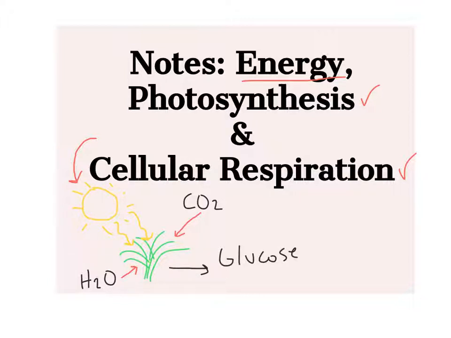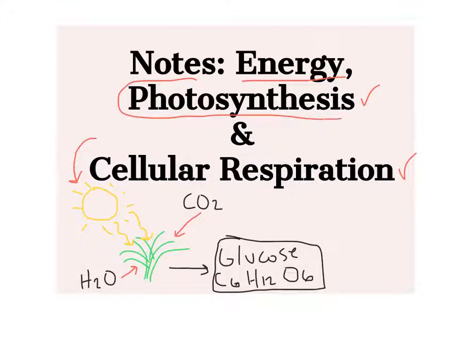Glucose has the formula of, and start remembering this, C6, so it has 6 carbon atoms, H12, it's got 12 hydrogens, and O6. C6H12O6, that's the chemical formula for glucose. So that process of plants making glucose, using the energy from the sun to make glucose sugar, that's photosynthesis.